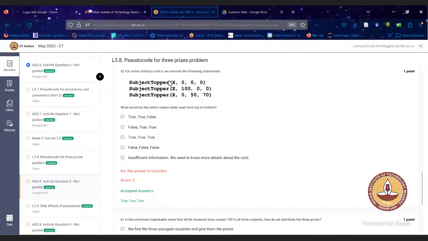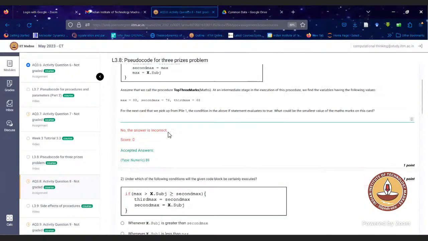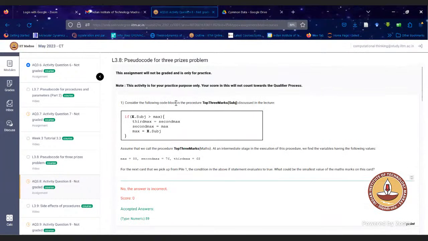Each of the calls is sending values to your procedure. The procedure is comparing the marks which are stored in X. So the order doesn't matter in this particular scenario. Okay, sir, clear. So the next question was number 1, is it? This one?